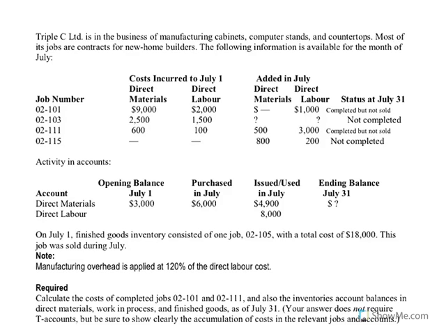Now this is a case on job costing, and you have to read the material very carefully. Triple C Limited is in the business of manufacturing cabinets, computer stands, and countertops. Most of its jobs are contracts for new home builders. The following information is available. So we have 4 jobs here: Job 101, 103, 111, 115.